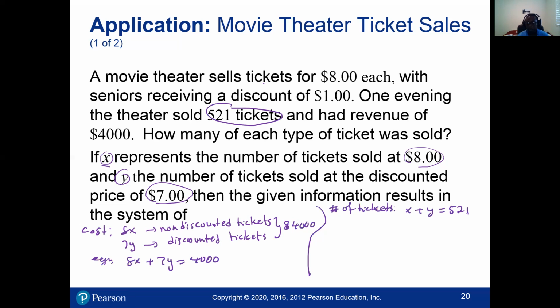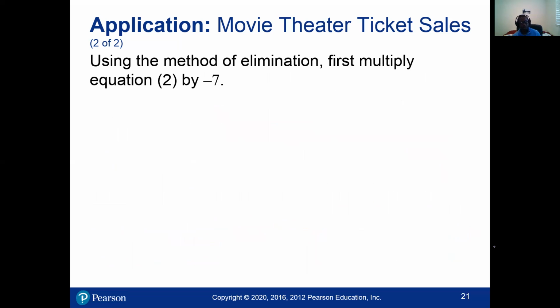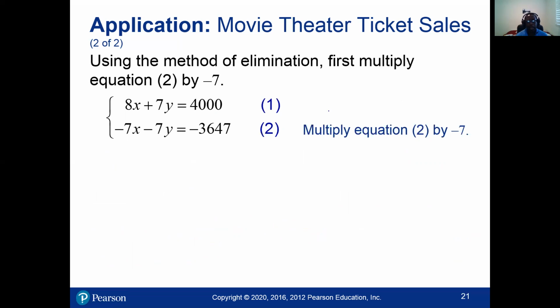So the system is what? It gives me the two equations: 8x plus 7y equal to 4,000, that's equation 1. And x plus y equals 521, that gives me equation 2. All right, so now we're going to solve this, maybe using elimination. As we can see, I'm going to use elimination.